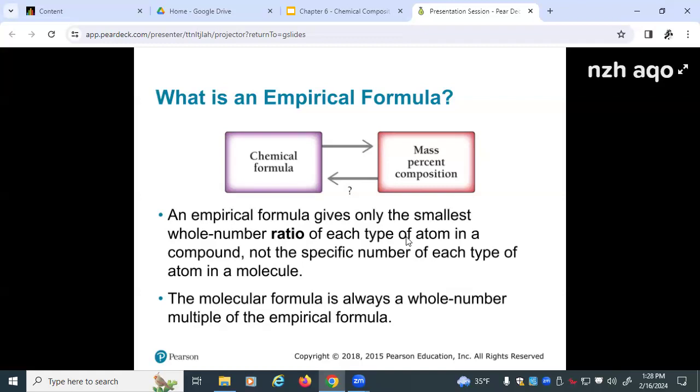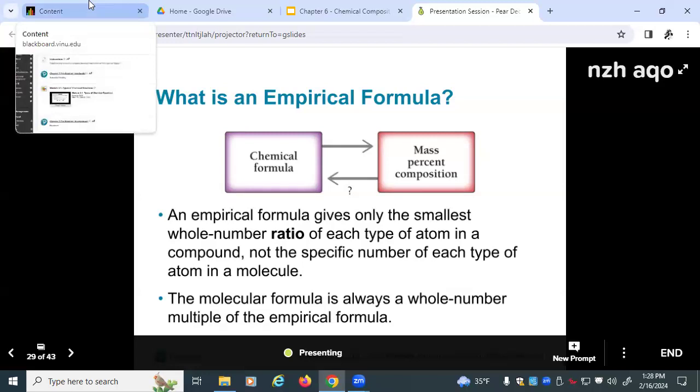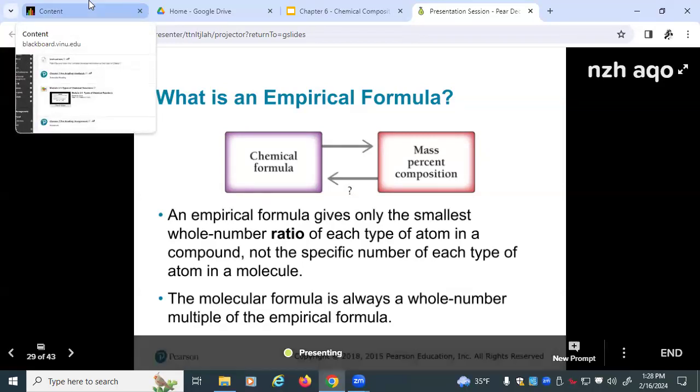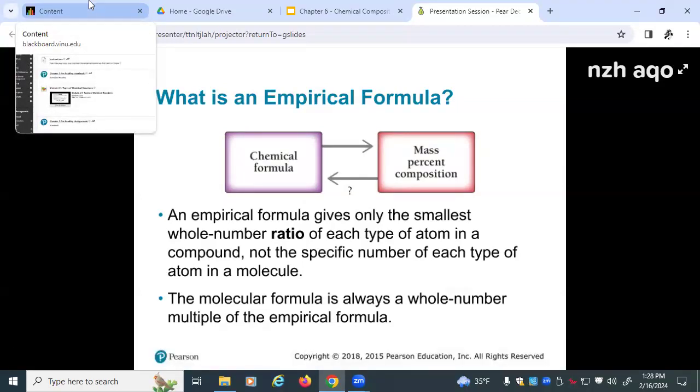Now, some empirical formulas are also molecular formulas. But what we see, especially in organic chemistry, where we're dealing with biology molecules, when we're dealing with sugars, when we're dealing with more complicated kinds of structures, kinds of molecules, what we tend to find in those cases is that the empirical formula usually represents a very simple relationship, and that the actual substance itself is far more complicated.